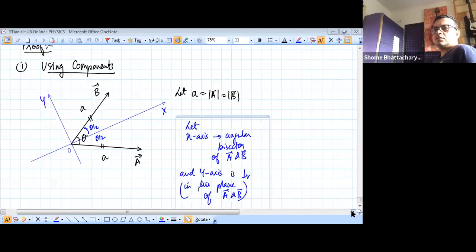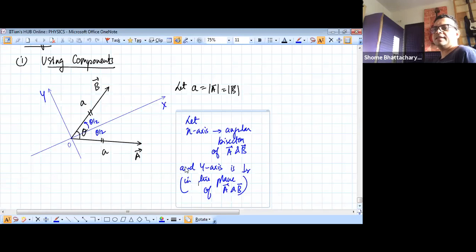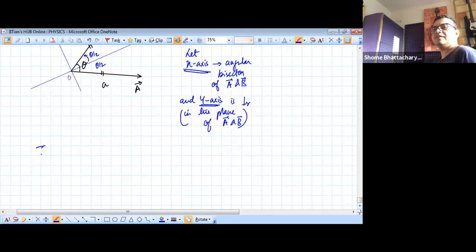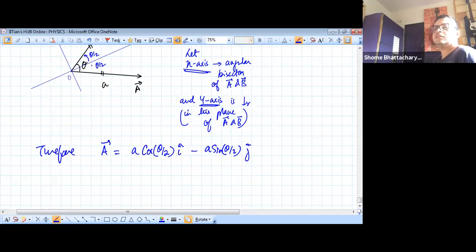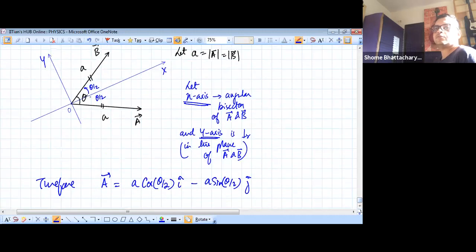Okay, so once I do this, now how can I write the vector A and the vector B. So once I've defined my x-axis and my y-axis like this, what happens is the vector A automatically becomes A cos theta by 2 i cap minus A sin theta by 2 j cap. You can see that in the above diagram. The A vector is lying in the fourth quadrant, so it has a negative y component and a positive x component. So this lying like this, no, at theta by 2.